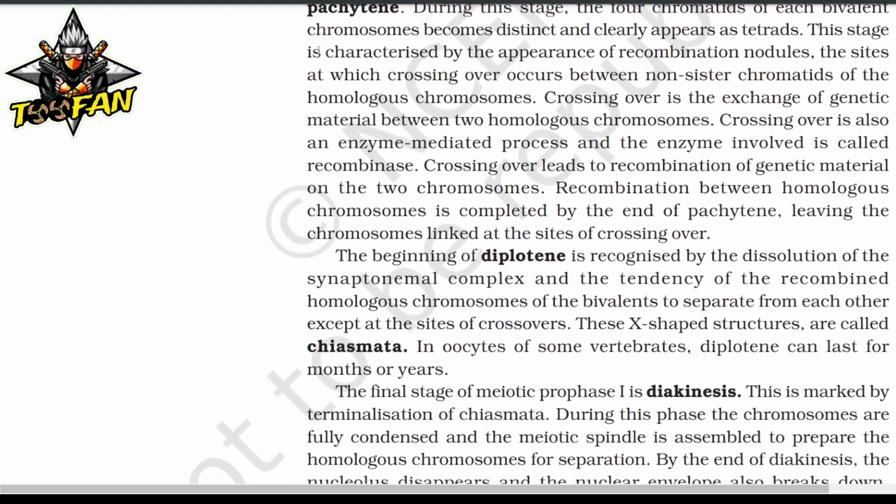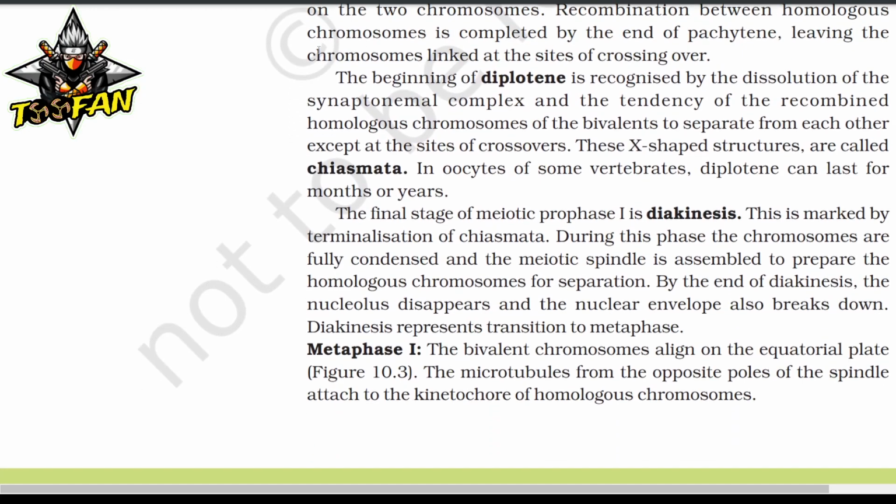Recombination between homologous chromosomes is completed by the end of pachytene, having the chromosomes linked at the sites of crossing over. The beginning of diplotene is recognized by the dissolution of the synaptonemal complex and the tendency of the recombined homologous chromosomes of the bivalents to separate from each other except at the sites of crossovers. These X-shaped structures are called chiasmata. In oocytes of some vertebrates, diplotene can last for months or years. The final stage of meiotic prophase 1 is diakinesis. This is marked by the termination of chiasmata. During this phase the chromosomes are fully condensed and the meiotic spindle is assembled to prepare the homologous chromosomes for separation. By the end of diakinesis, the nucleolus disappears and the nuclear envelope also breaks down. Diakinesis represents the transition to metaphase.